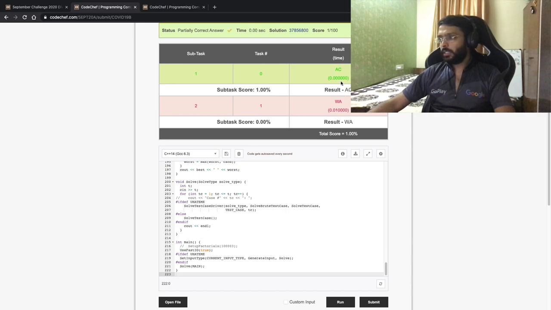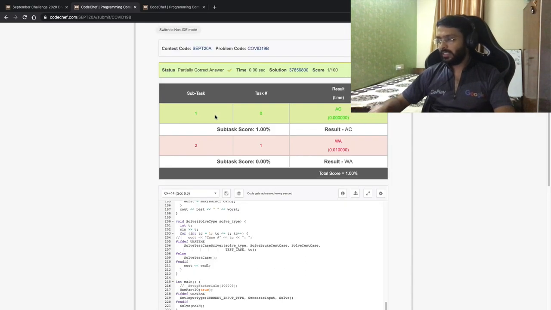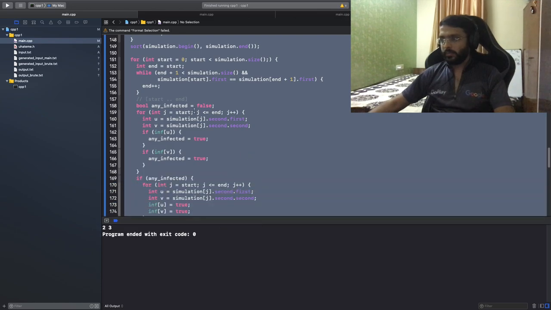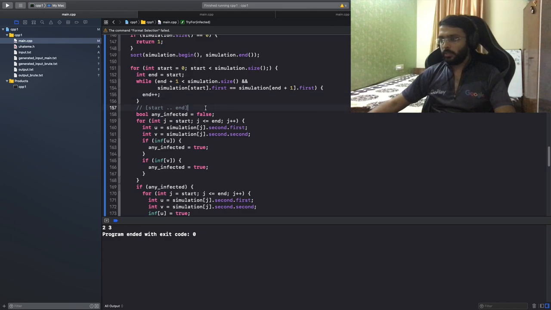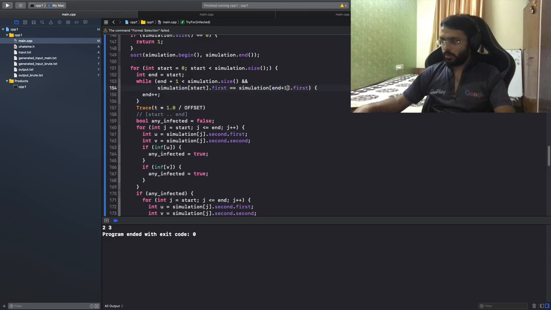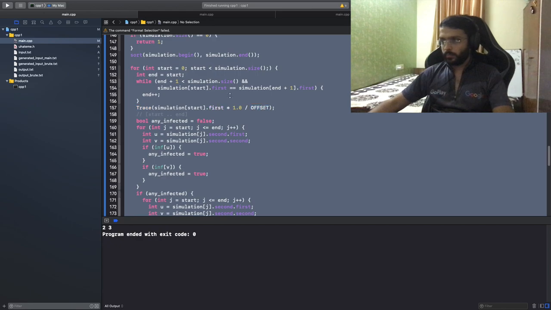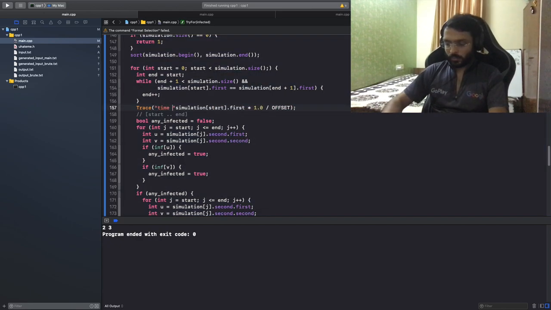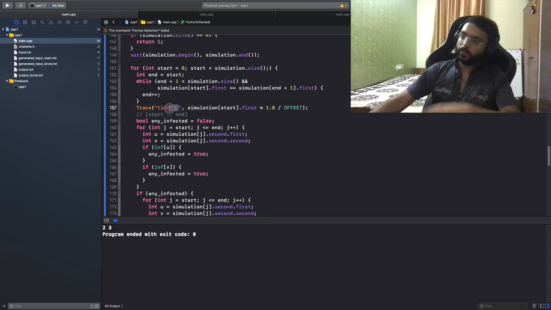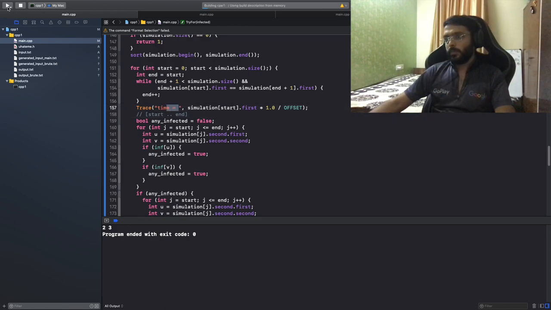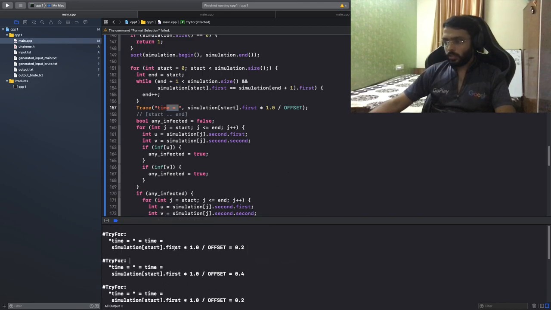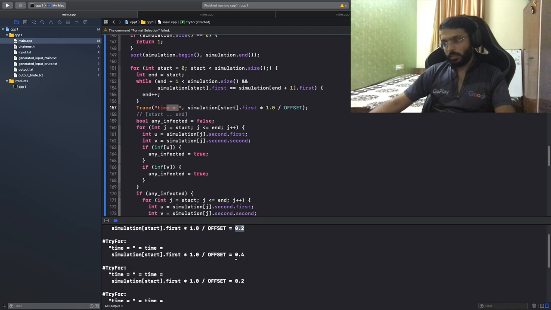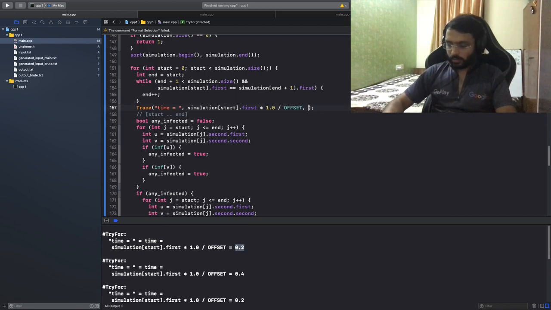Yep. So at least the partial answer is correct. I still have a wrong answer. Let's see. There might be something which I left again. So let's see, this is n plus 1. So let's try printing this. Time is equal to 0.2 I'm trying to do, and then time equal to 0.4. And this is when the infected person is.